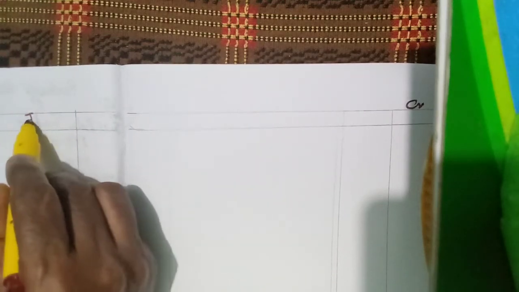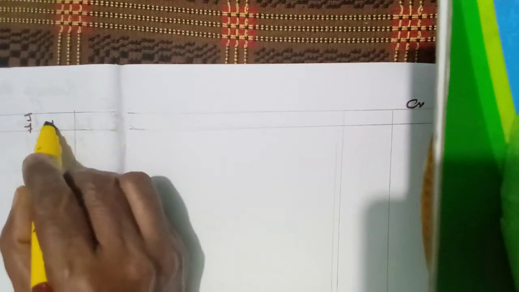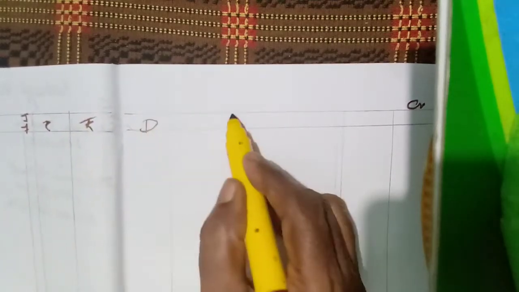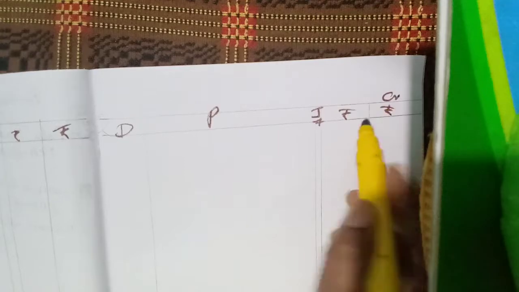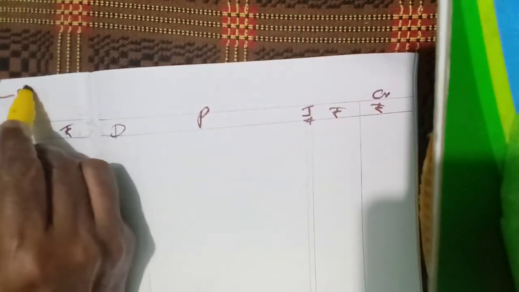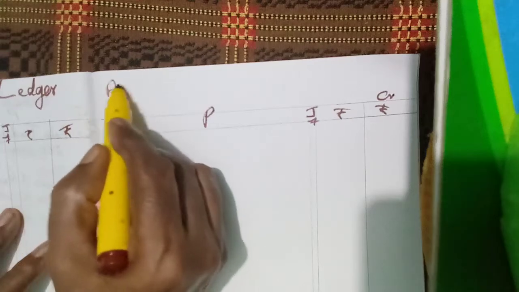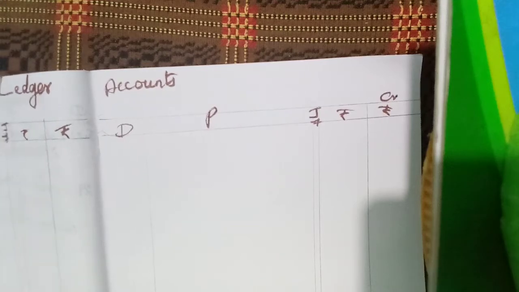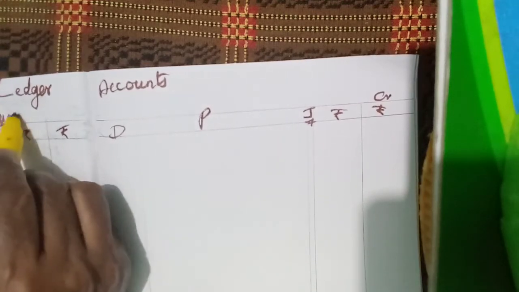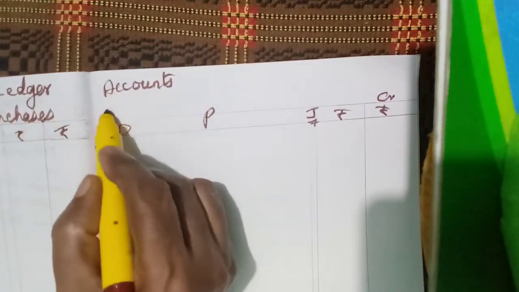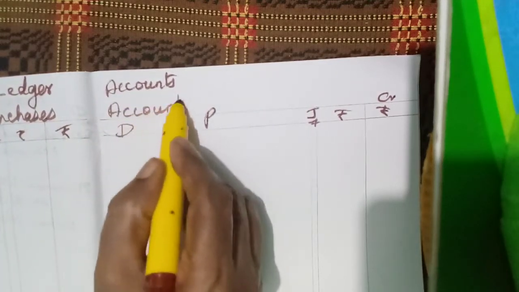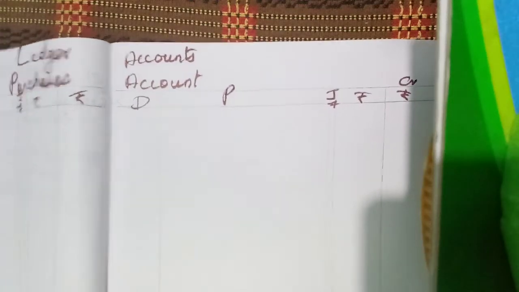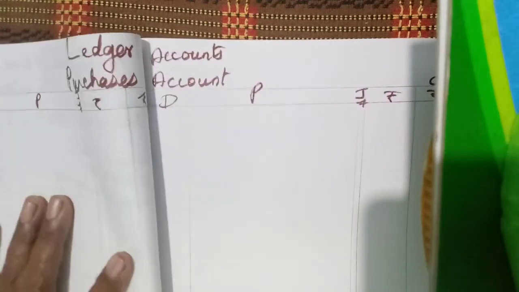Now date, particulars, JF. Okay, rupees. Date, particulars, JF, rupees. Then ledger accounts. First ledger account, which one? Purchases account we will prepare. Okay, purchases account. Purchases account, how do we write?